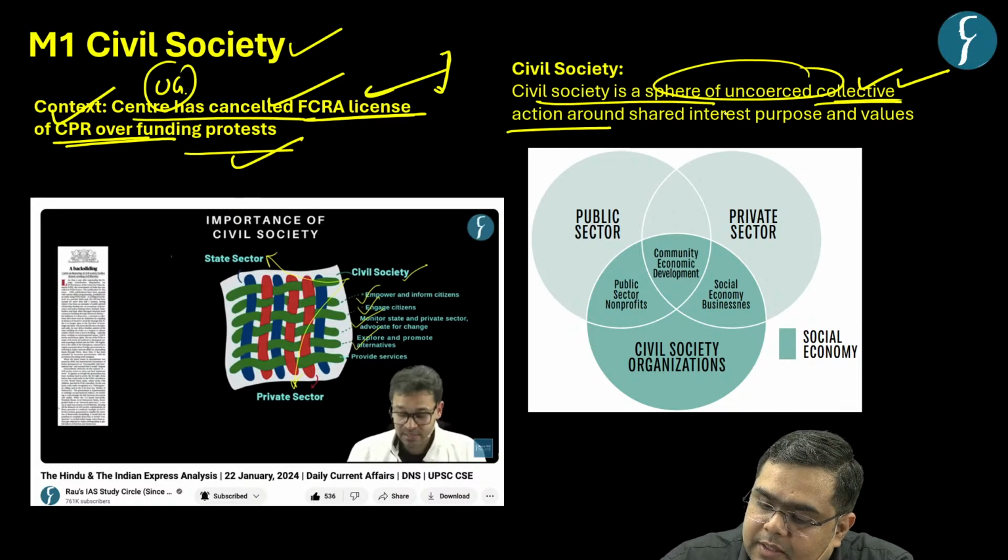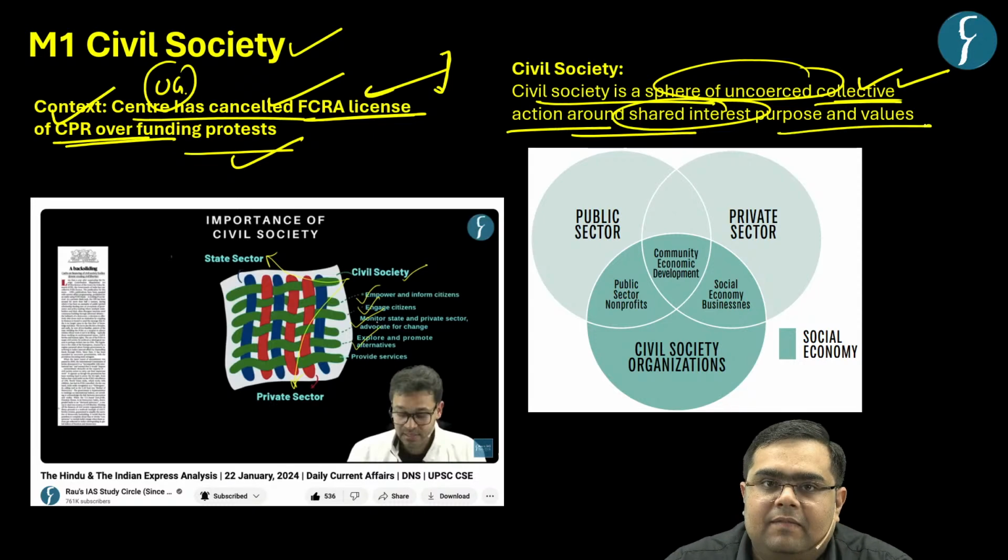And then the other key term is around shared interest, purpose and values. So the shared interest could be, let us say, water collection or water preservation, conservation. Another could be policy changes that should be brought. Another could be an issue of accountability in governance, right? Another could be an issue of environmental sustainability, tribal rights, and so on and so forth.